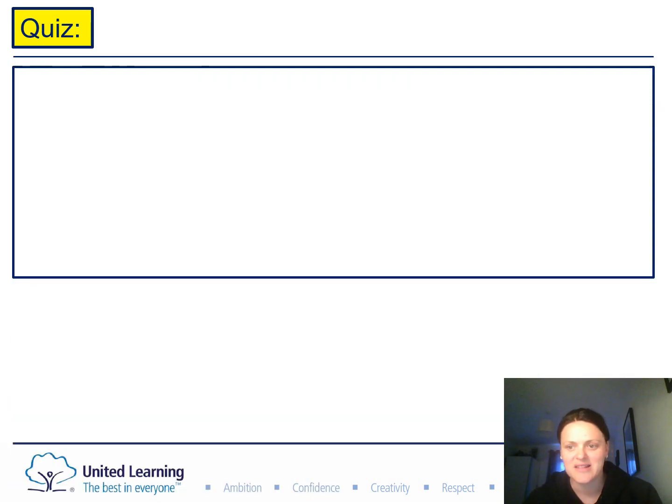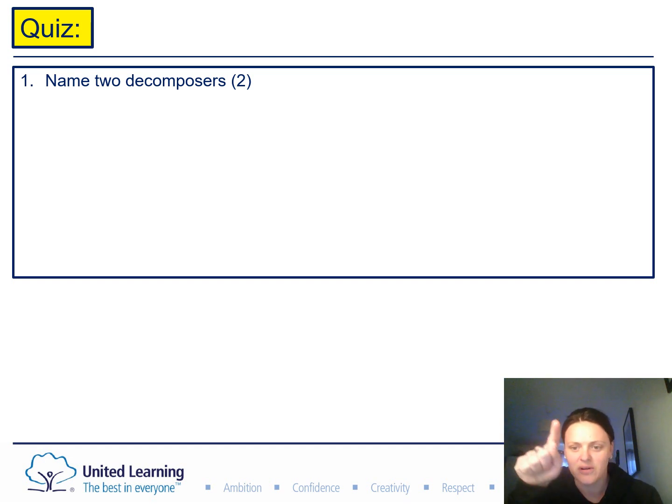Okay, so here we go, guys. Here is the quiz. I'm going to read them out to you, but remember just to write the answer. Here we go. Name 2 decomposers. If you remember from last lesson, the nutrient cycle of how nutrients are passed around, think to that point where the nutrients and the litter is decomposed, what breaks that down?